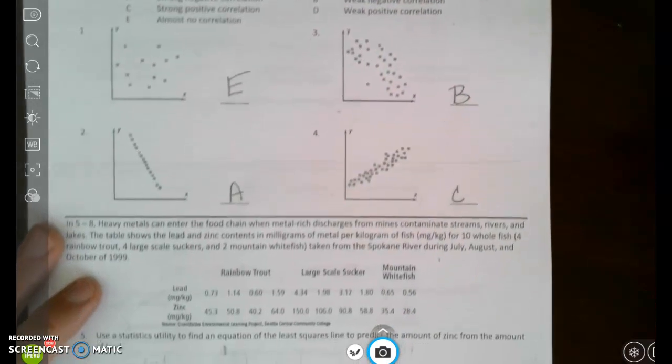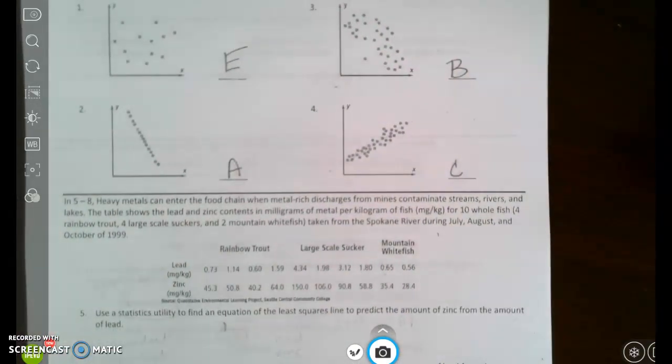All right, so now we're going to come down to our first example and look at an actual set of data. In questions 5 through 8, heavy metals can enter the food chain when metal-rich discharges from mines contaminate streams, rivers, and lakes. The table below shows the lead and zinc contents in milligrams of metal per kilogram of fish for 10 whole fish, including rainbow trout, 4 large-scale suckers, and 2 mountain whitefish. They're taken from the Spokane River during July, August, and October of 1999.